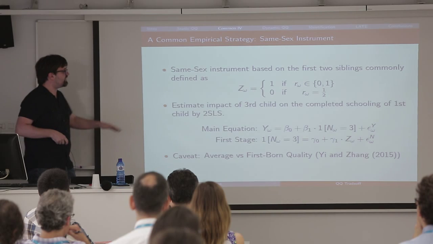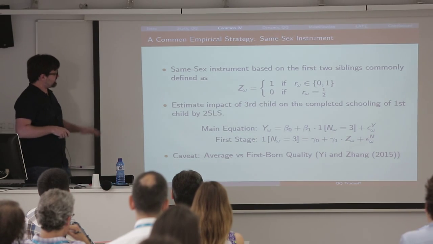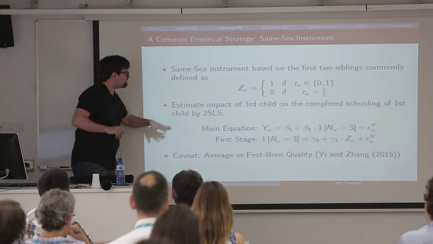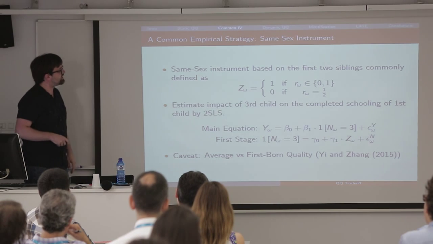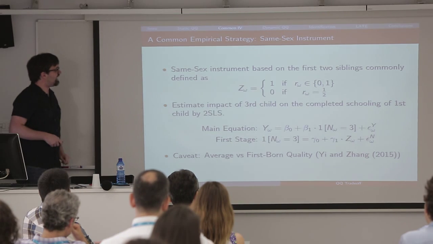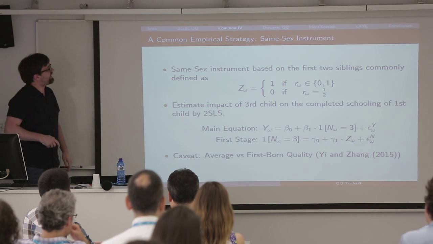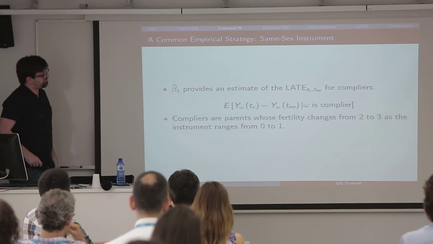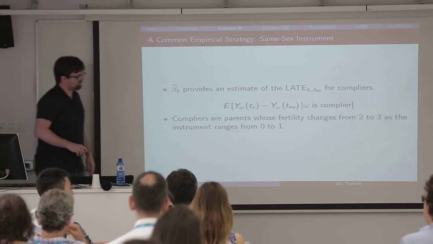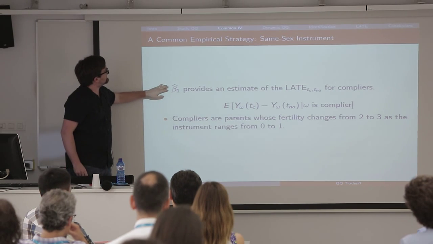Now, there is an interesting paper by Junjian Yi and Junsen Zhang that shows that even with valid instruments, there are some specification issues here. For example, you're only looking at the firstborn child and not the average. But fair enough, we are going to focus on the firstborn child and take that as an effect of the quantity-quality trade-off. But really, is the average what you should be looking at?